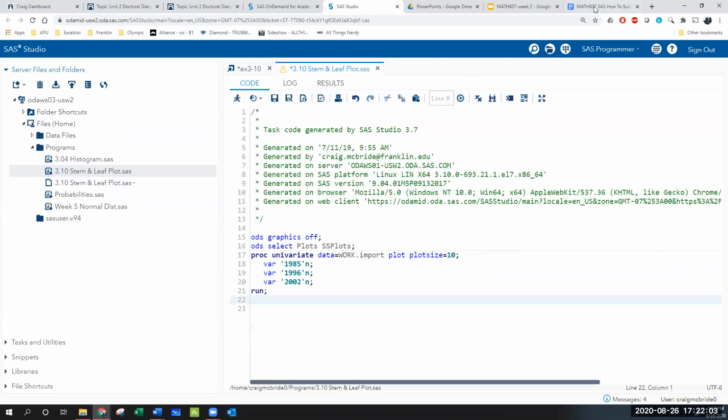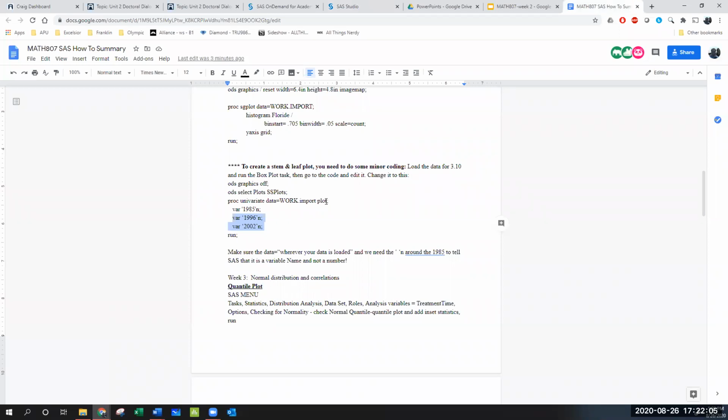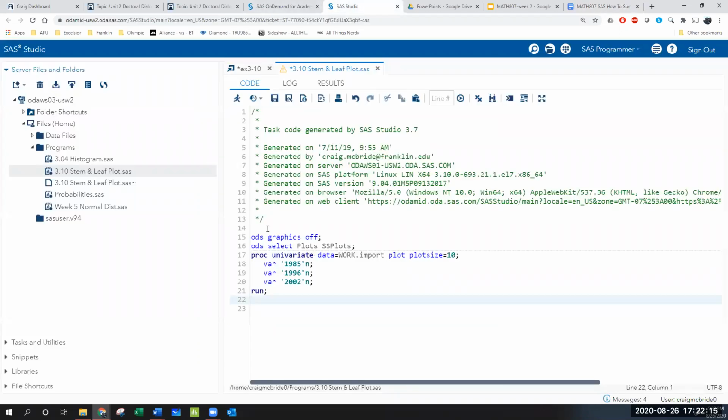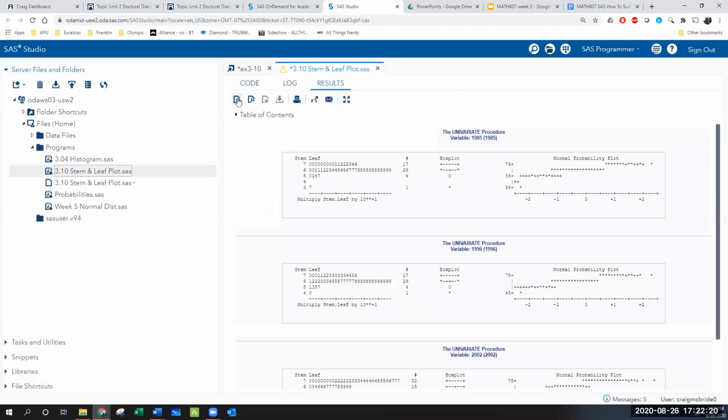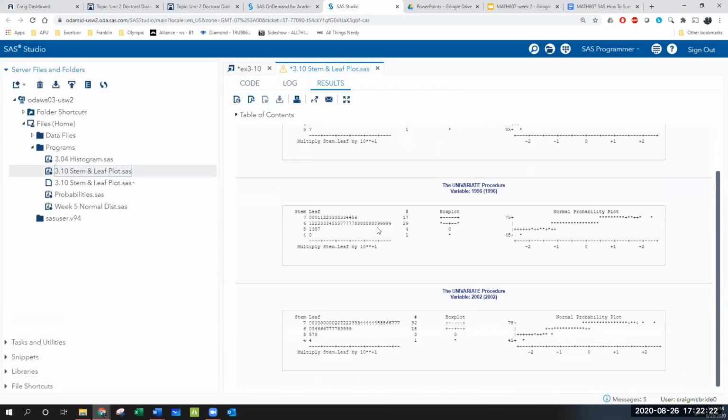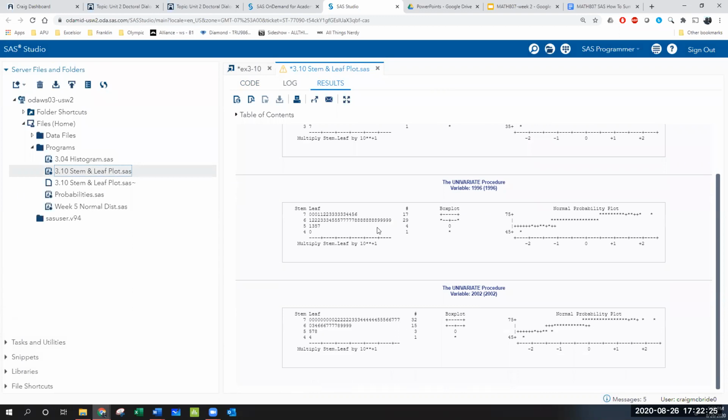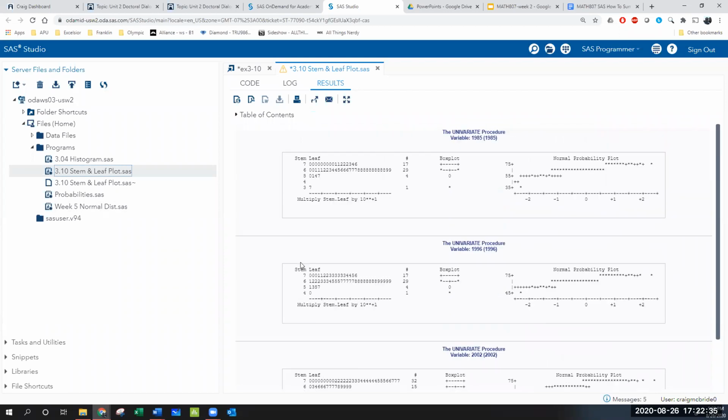So let me go change that here. Plot and plot size equals 10. Awesome. All right, so let's see how this works for all three. Look at that. Single leaves, just like they're supposed to be. Awesome. Who was that from? Cheryl? Thank you, Cheryl. You're welcome. Awesome. Great job.